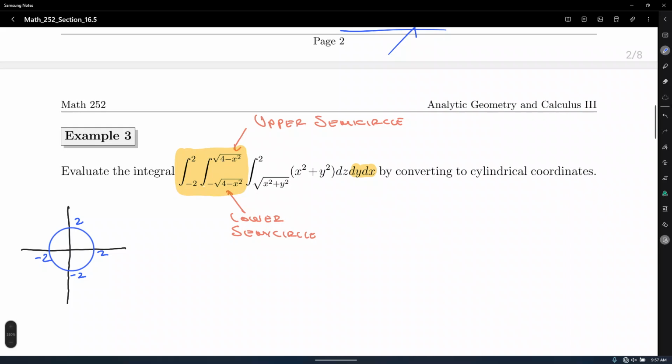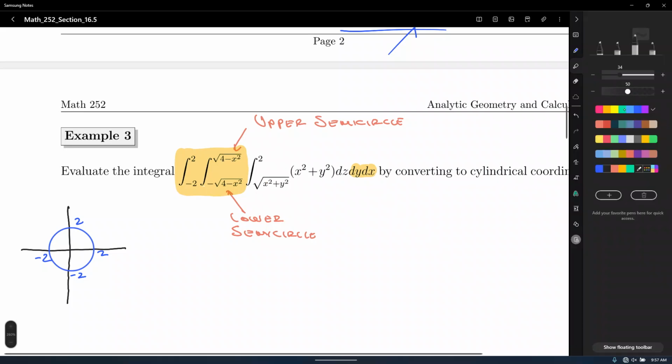So what else do we need? What about the limits of integration for z? What is this? The lower limit, what is that? We've been working with that function before already a few times.